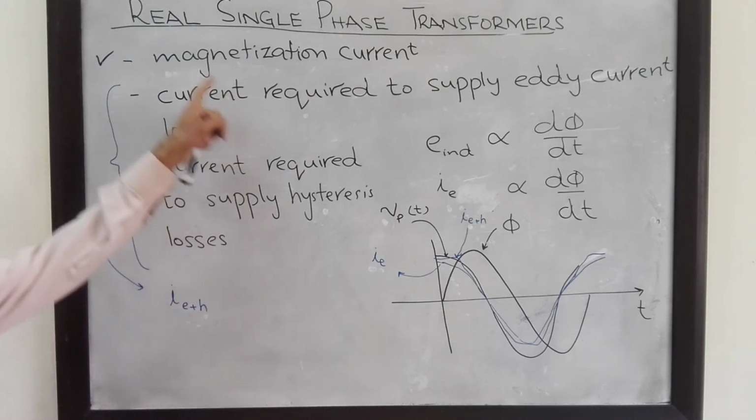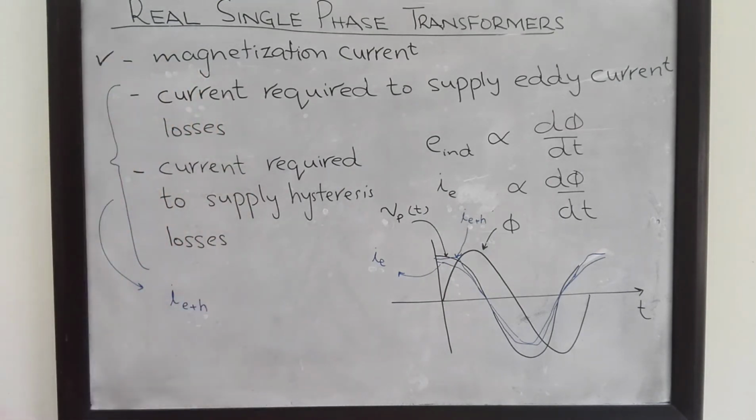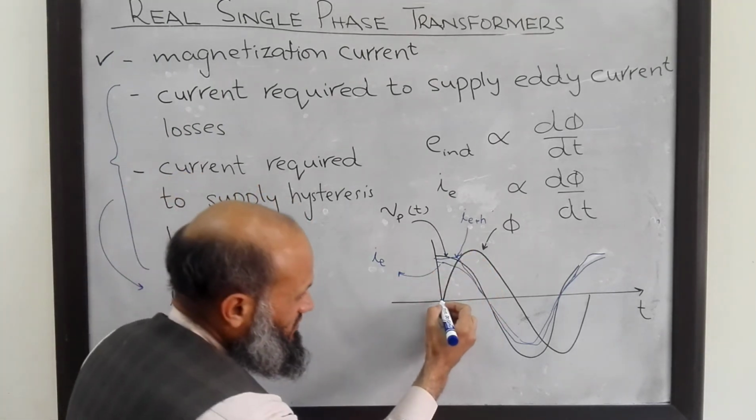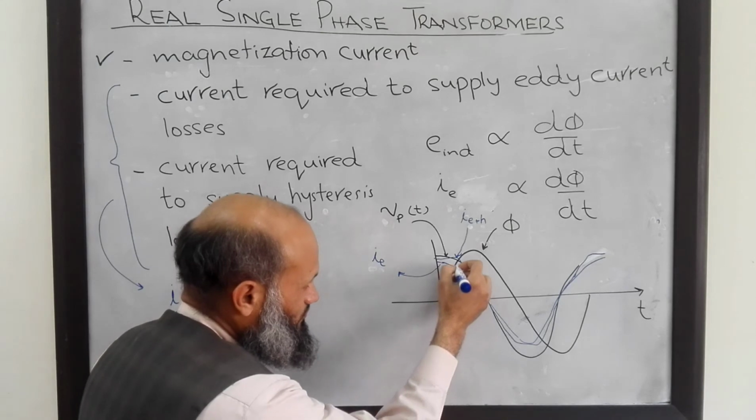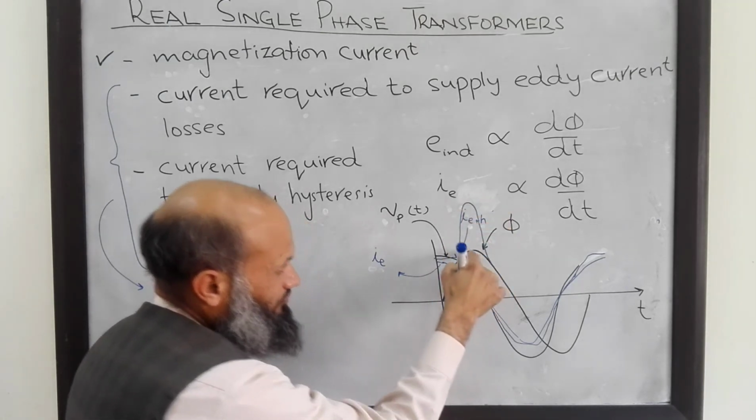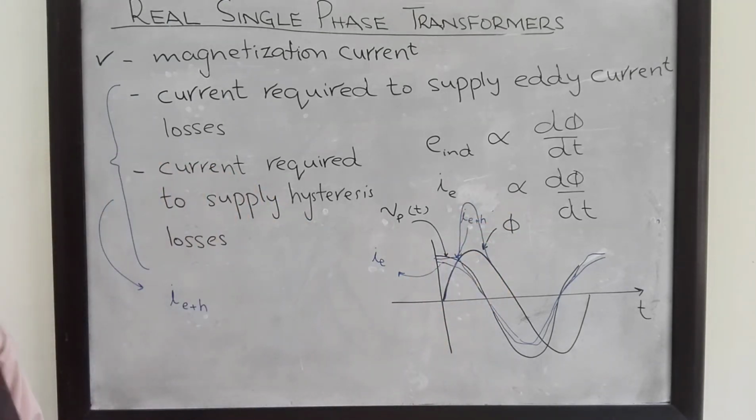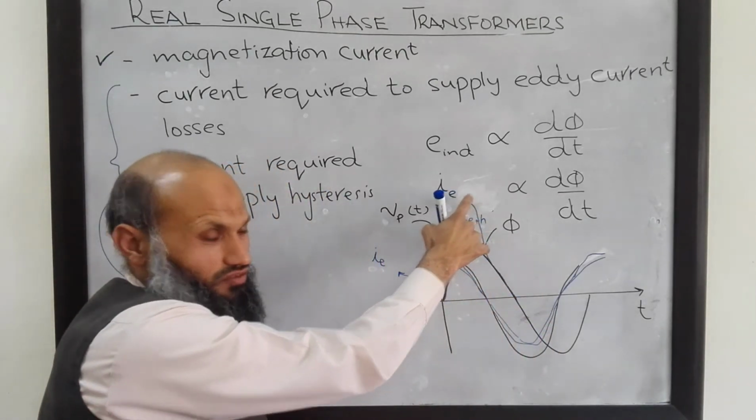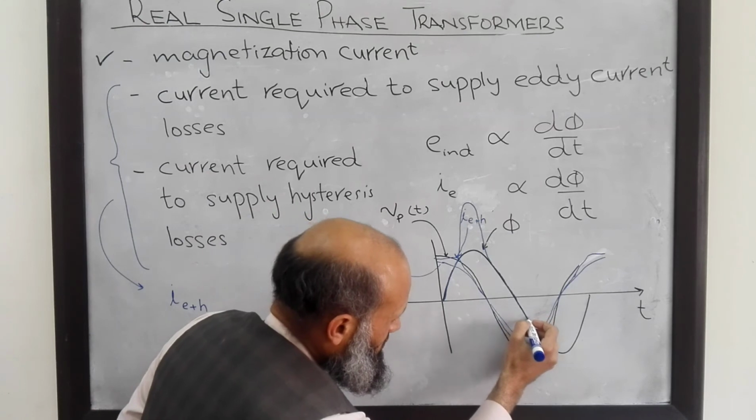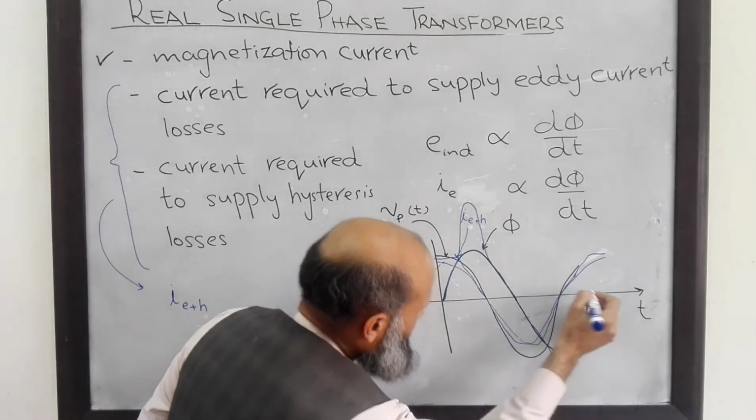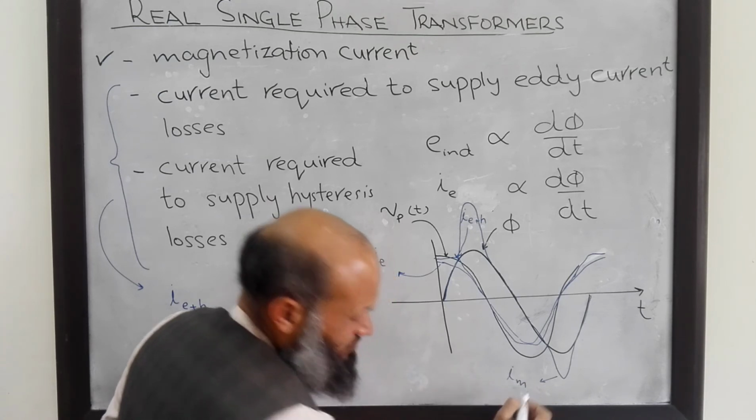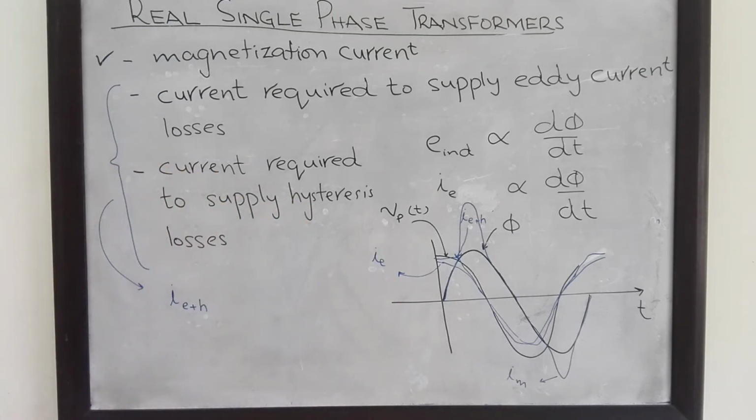We have already sketched the curve for the magnetization current. The magnetization current was in phase with the flux, however it was very high when the flux was at its peak. The fundamental component of this magnetization current is in phase with the flux. So this current is the magnetization current, as we have already talked about.